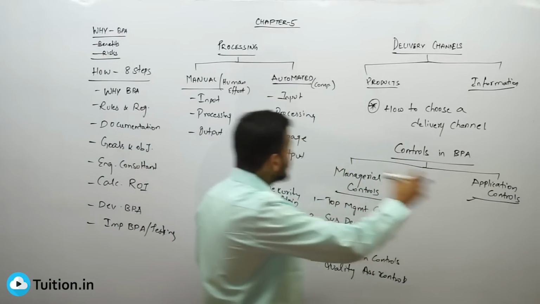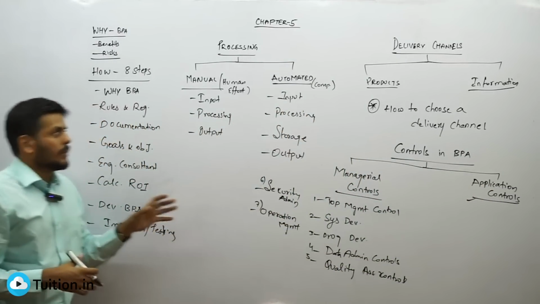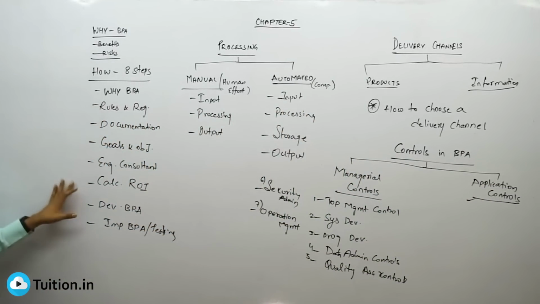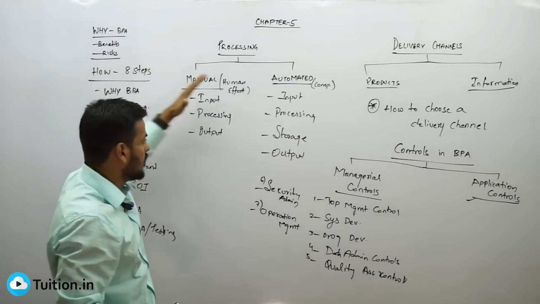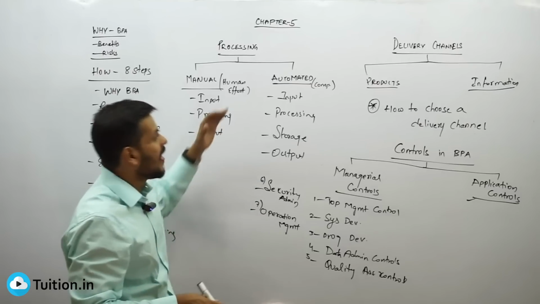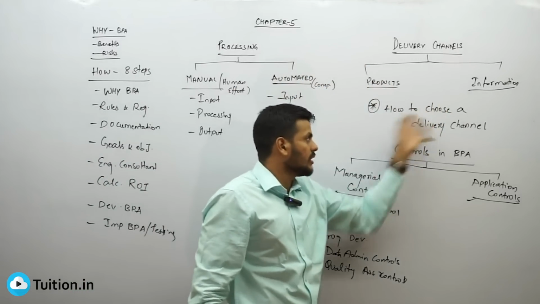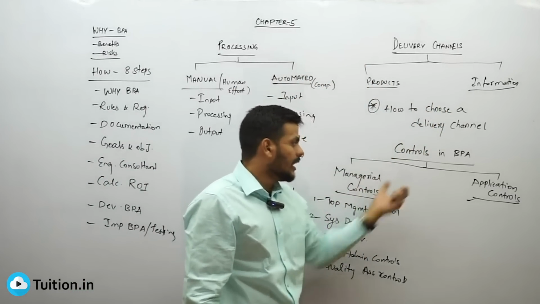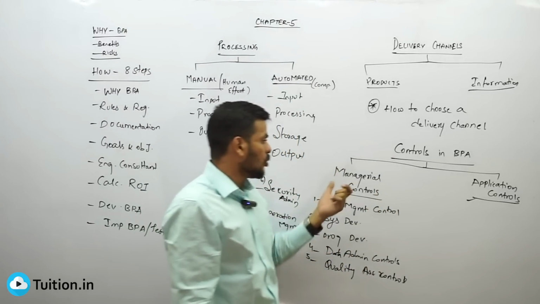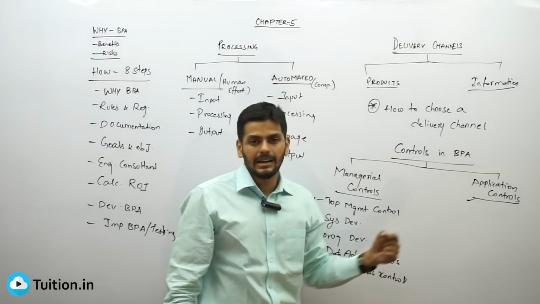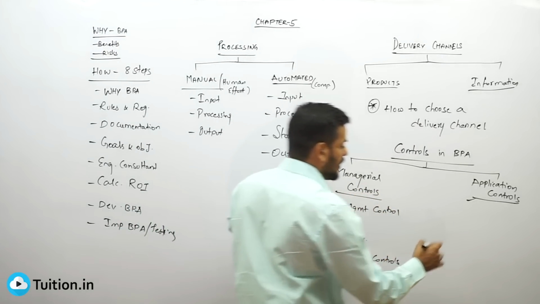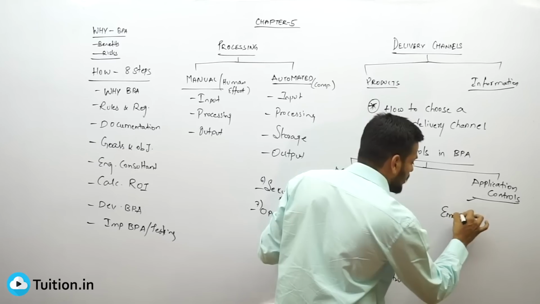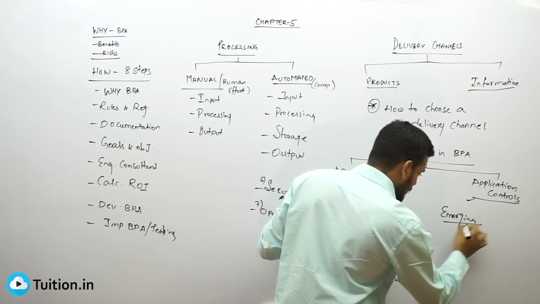Application controls, I will discuss in greater depth now. Basically YBP and the 8 steps could be one of the key points of questioning. This has been asked in the exam earlier: manual and automated process, the differences and all that. Then the delivery channels of products and information, and how to choose a delivery channel. The most important topic in this chapter is controls, where we talk about managerial controls and application controls. Then the last topic in this chapter deals with emerging technologies, where you're talking about 3 topics.